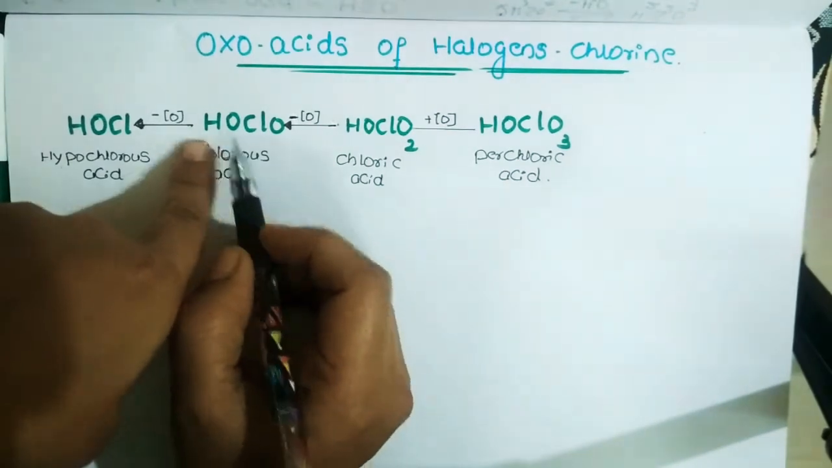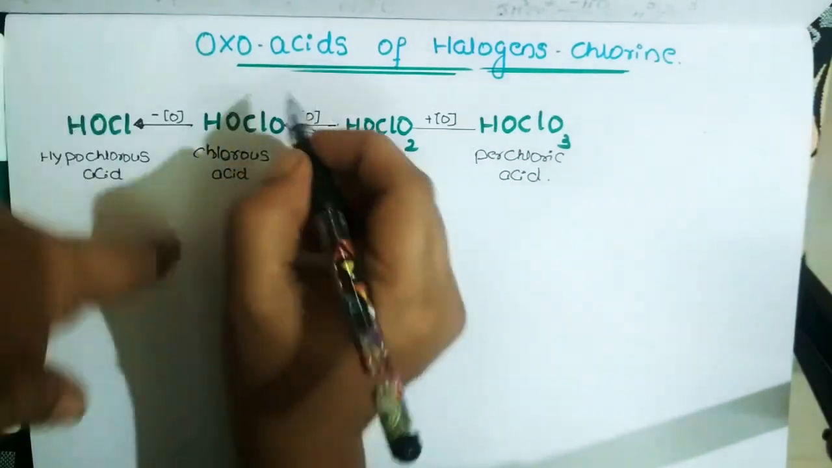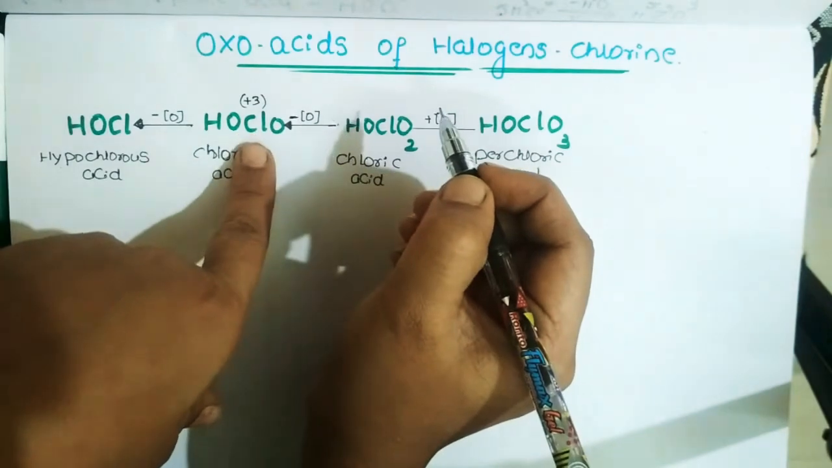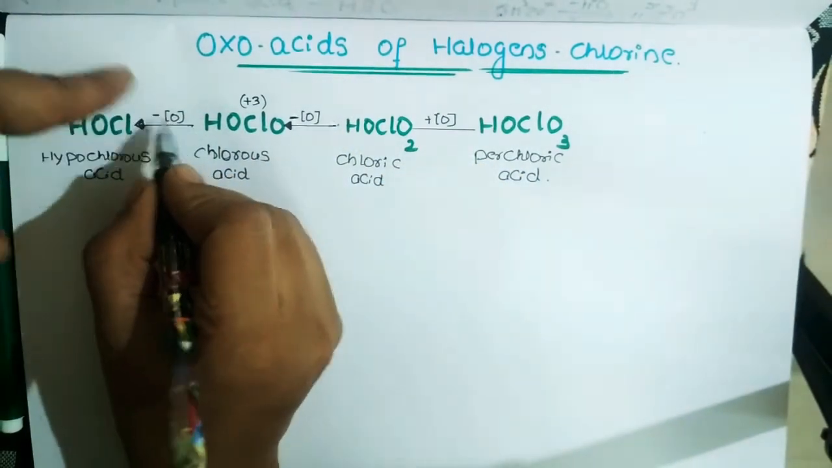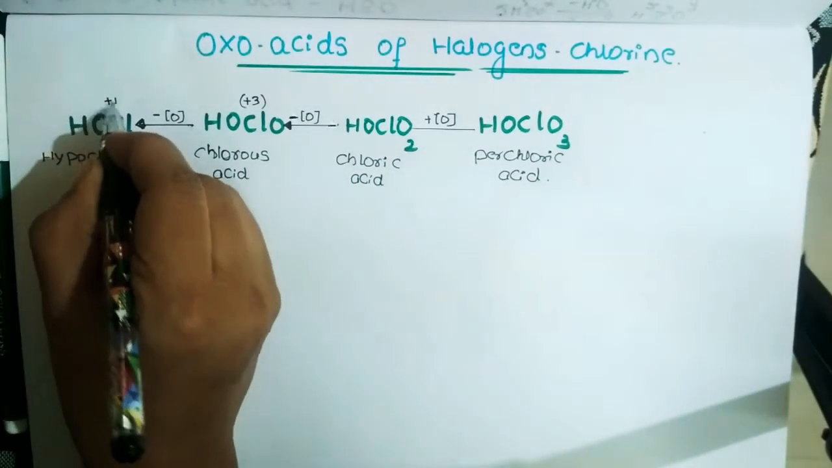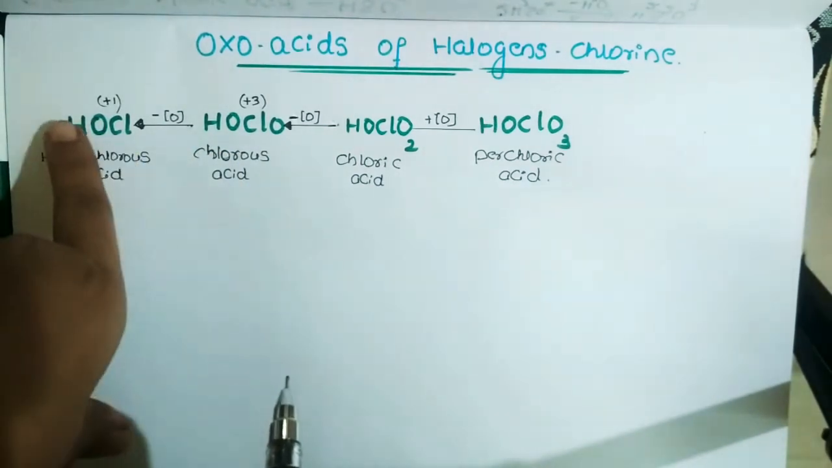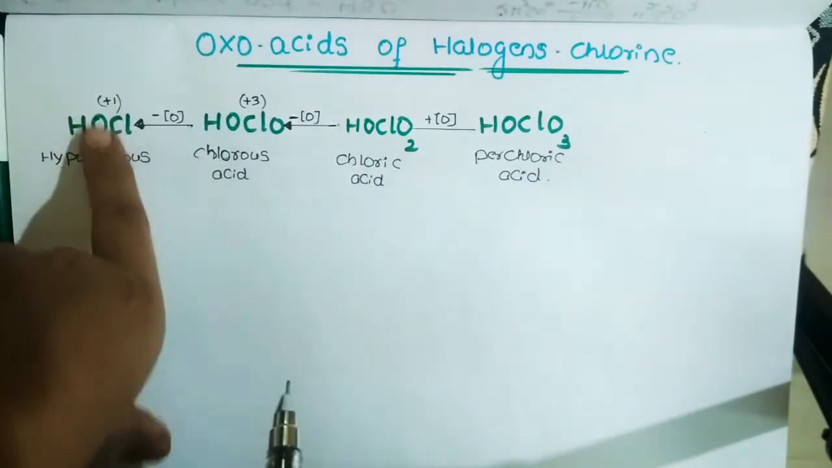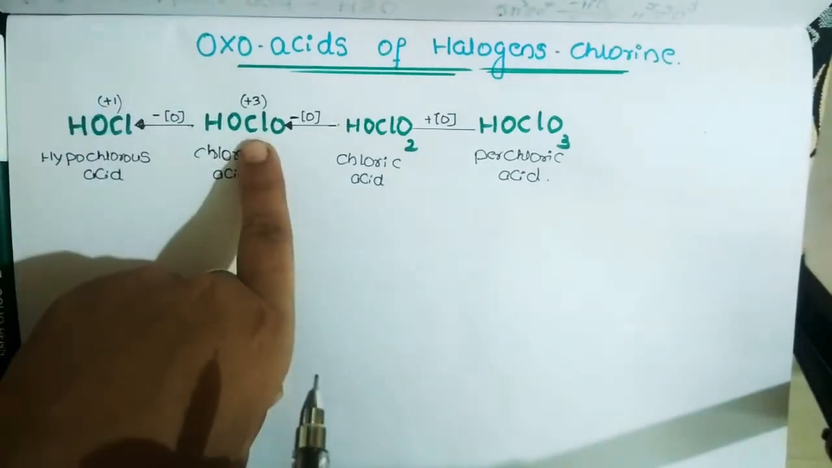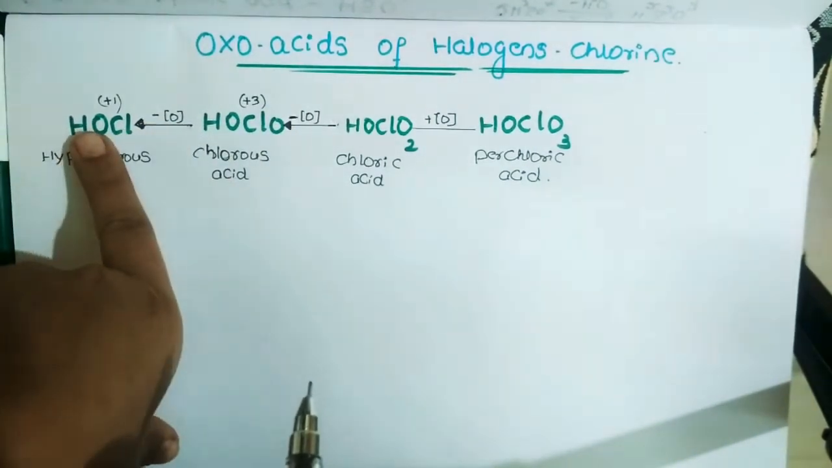In chlorous acid, if we calculate the oxidation state of chlorine, we get a +3 oxidation state. But when one oxygen is removed, the oxidation state of chlorine becomes +1. So compared to chlorous acid, the oxidation state of chlorine in hypochlorous acid is less. That's why we write the word hypo here. So remember HOClO, and remove one oxygen, you get HOCl.